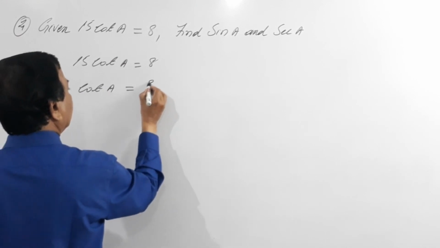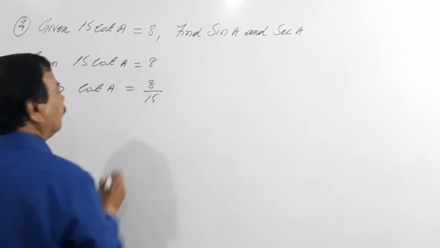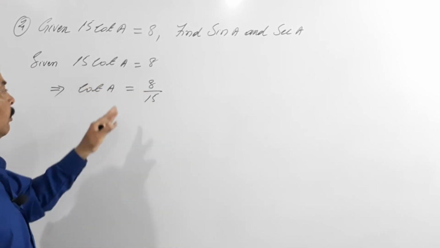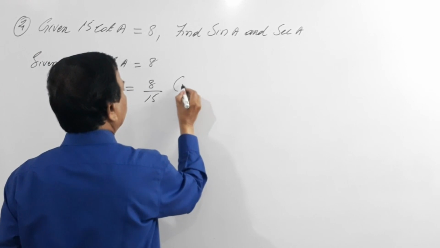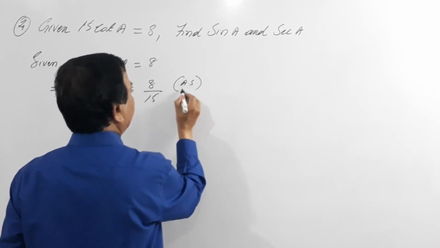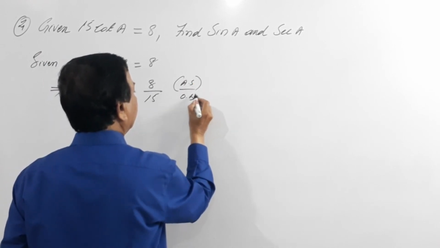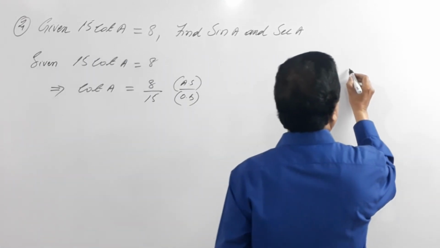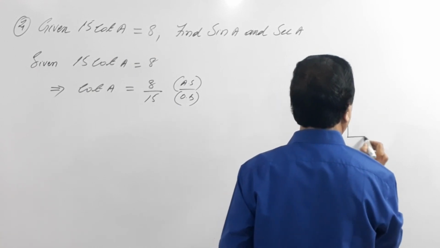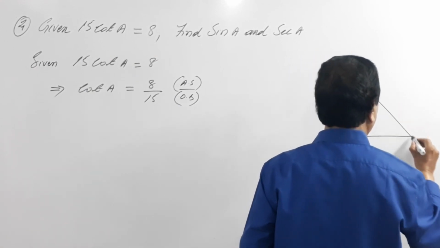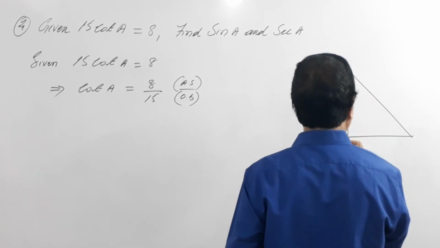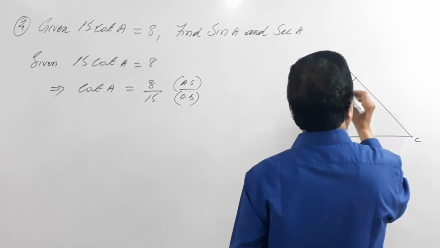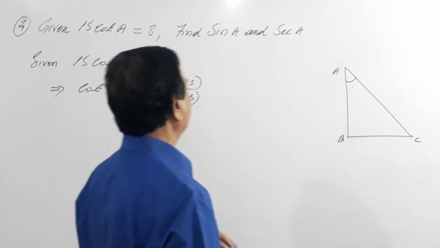cot A will be what? 8 by 15. Put this 15 below, so what does it become? cot A becomes 8 by 15. So what is cot? Cot is nothing but adjacent side by opposite side, right? So draw the triangle A, B and C. So this will be angle A.